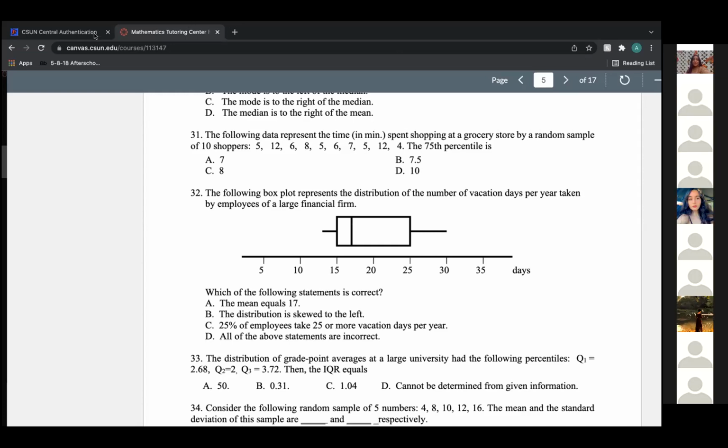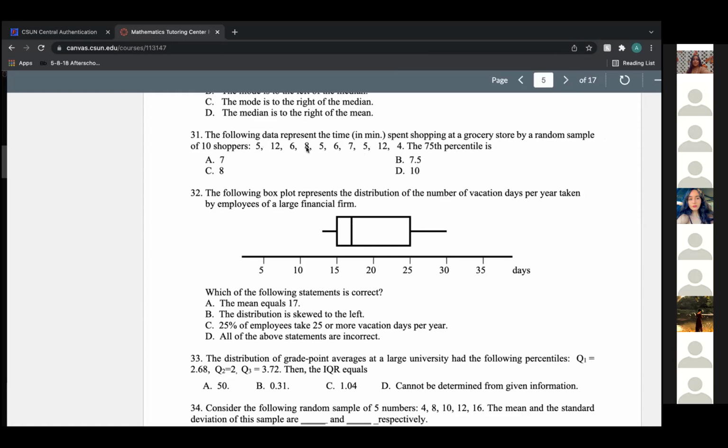Wait, it's the first number in the 75th, so on this side, right? Well, we don't have a box plot. For 31, we don't have a box plot. We only have 10 numbers. Oh, sorry, my bad. You're looking at the wrong question. Which sample are you getting for, like, you line them up? I line them up from lowest to highest. There's 10 of them because it said there's 10.